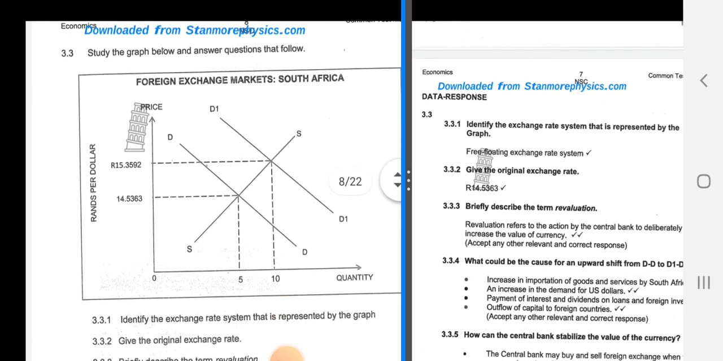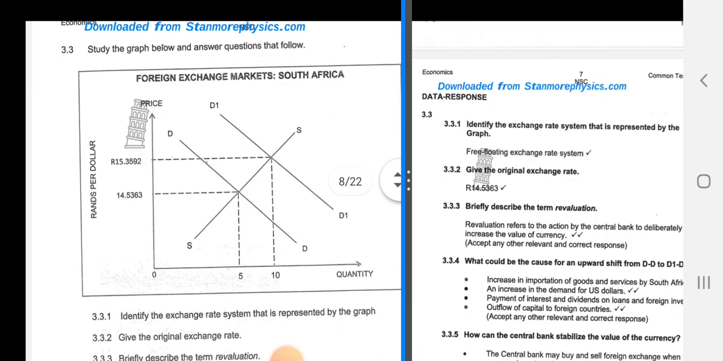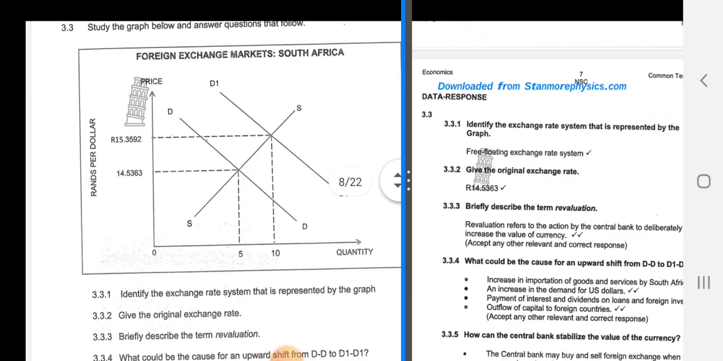So the data response: study the graph below and answer the questions that follow. Okay, so foreign exchange market in South Africa, we have demand and demand 1, and we have supply. On the horizontal axis is the quantity, and on the left hand side we have the price. So as quantity increases, price increases, but supply remains the same.